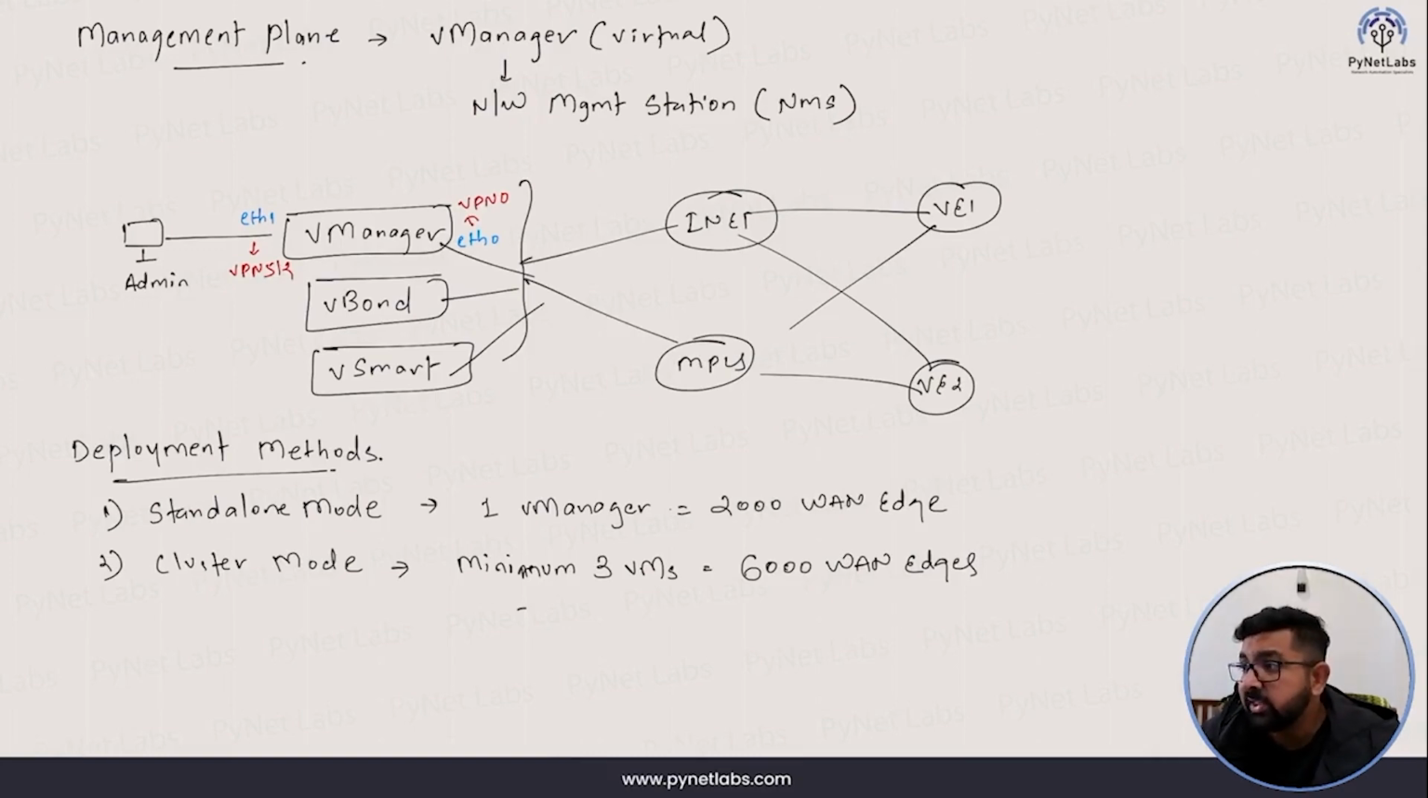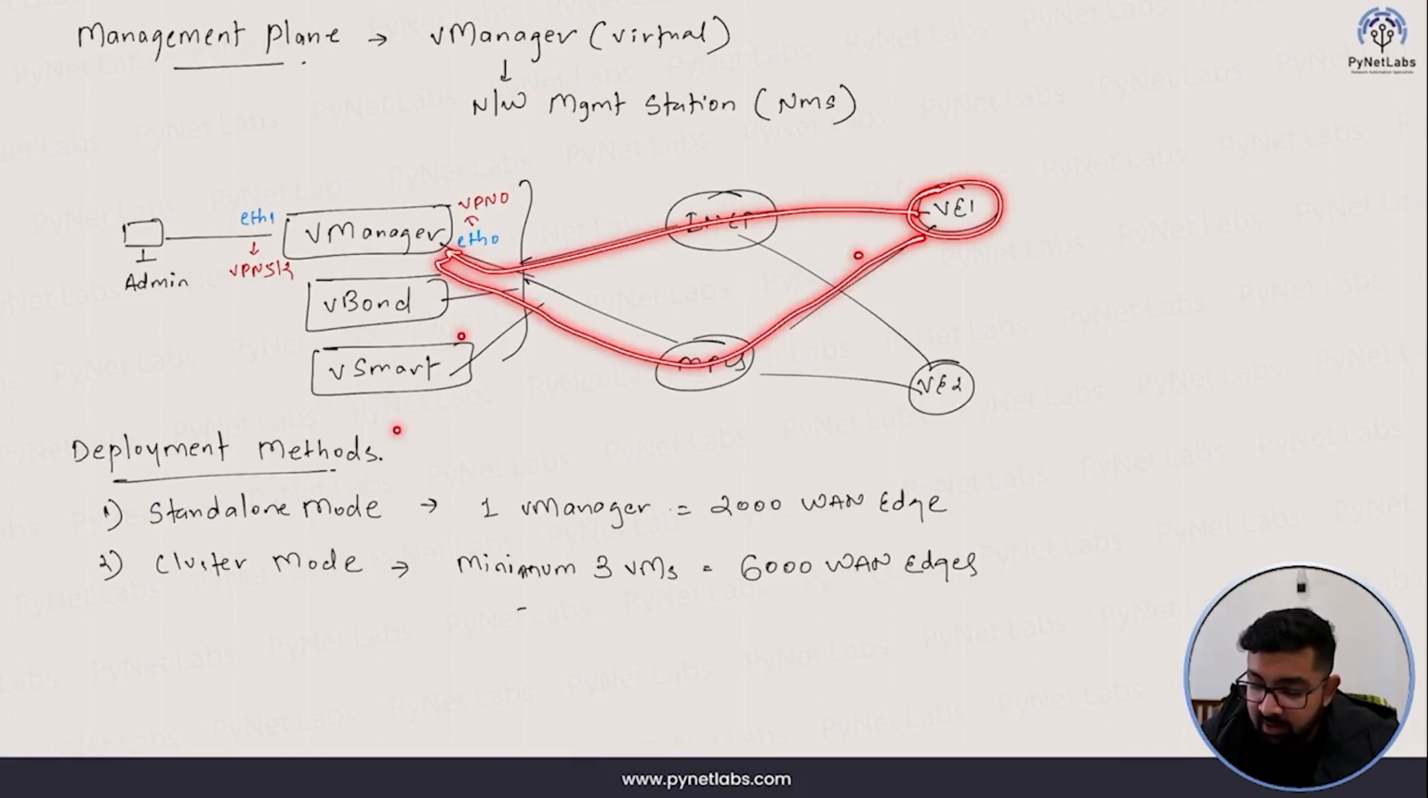Each vEdge will form a single management plane connection to vManager, and if the device has multiple transports available, only one will be used for management purposes. What does that mean? For example, vEdge 1 can form a tunnel by using the INET and also by using the MPLS. So is it going to form two management plane connections? No, it will only form one.